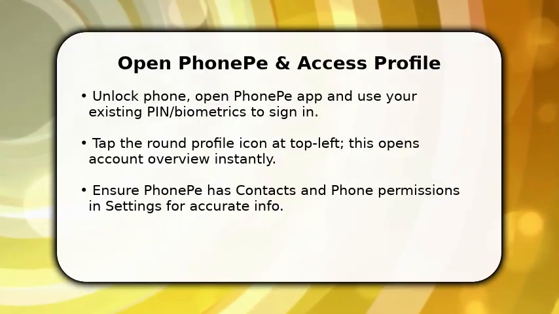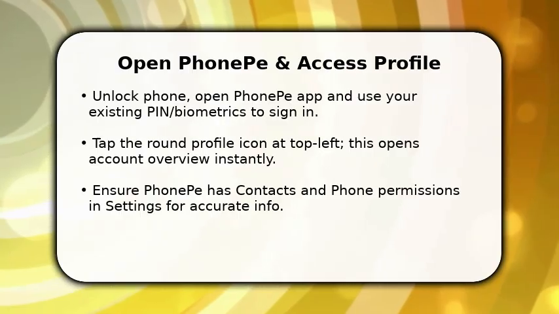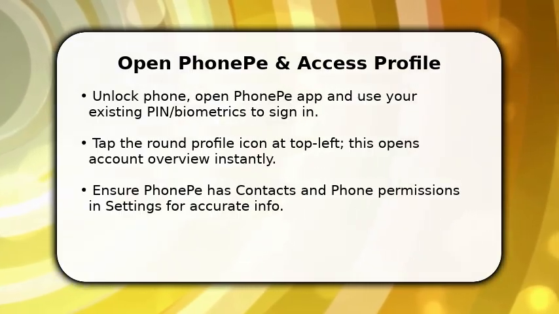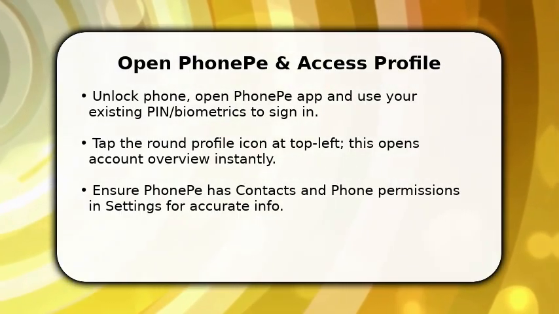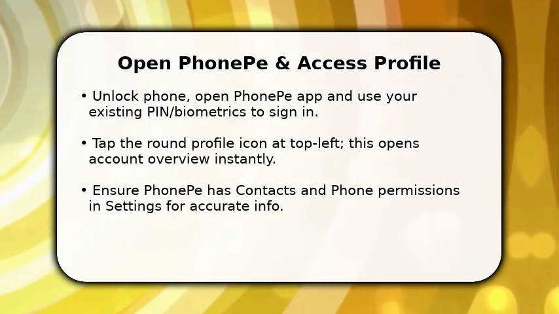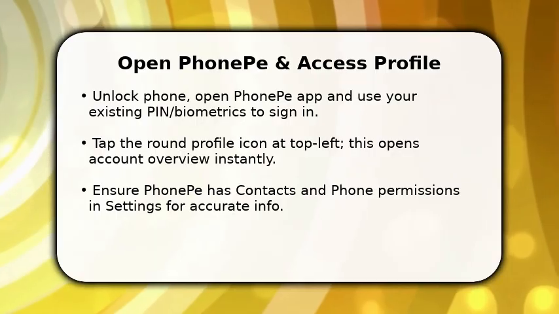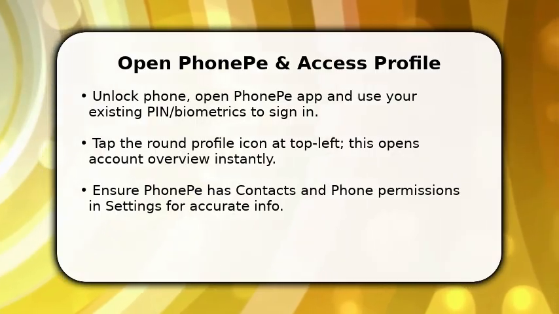You're starting right away. Open PhonePe and authenticate with your PIN or biometrics. Once done, tap the round profile icon at the top left to open your account overview. This is where PhonePe stores your registered mobile.